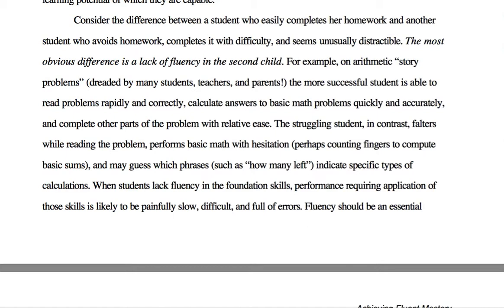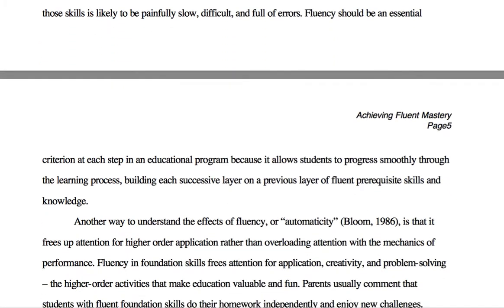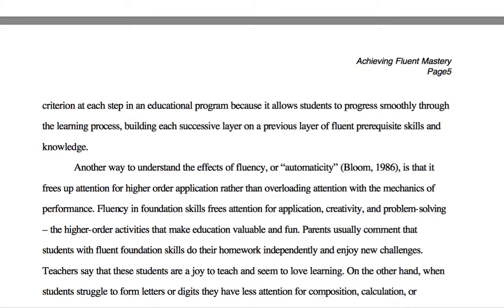When students lack fluency in the foundation skills, performance requiring application of those skills is likely to be painfully slow, difficult, and full of errors. Fluency should be an essential criterion at each step in an educational program because it allows students to progress smoothly through the learning process, building each successive layer on a previous layer of fluent prerequisite skills and knowledge.